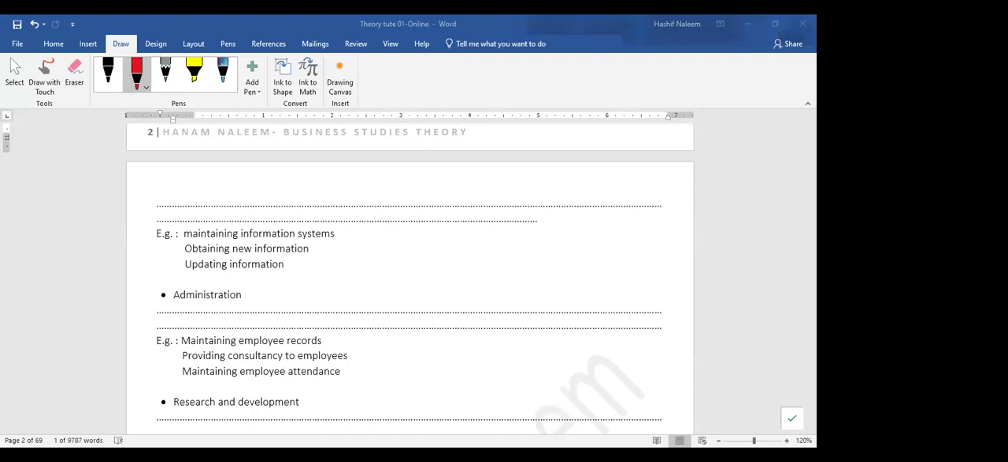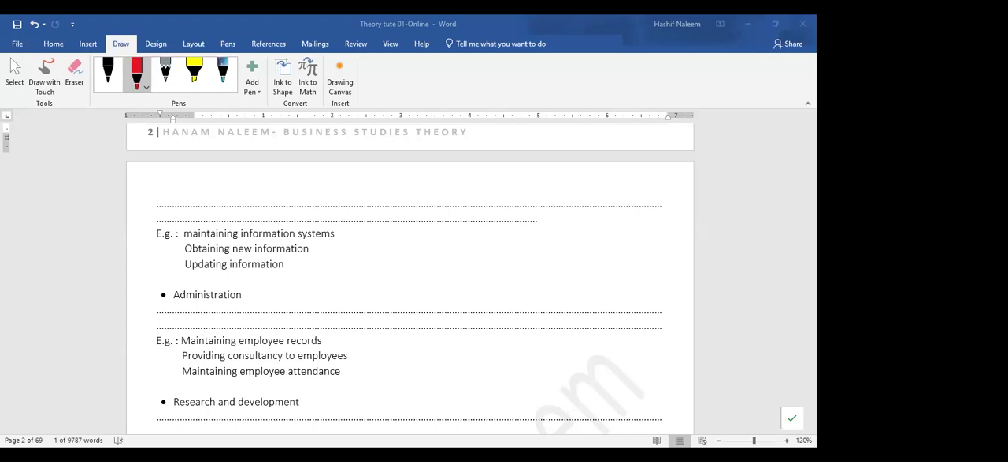Example, employee attendance. We are marking employee attendance. You are getting the signature from, for example, managers, maintaining reports, maintaining files. So everything related to paperwork comes under what? Administration. So you can see the example. First one is what? Maintaining employee records. When employees join, all their details are written in a file and kept.